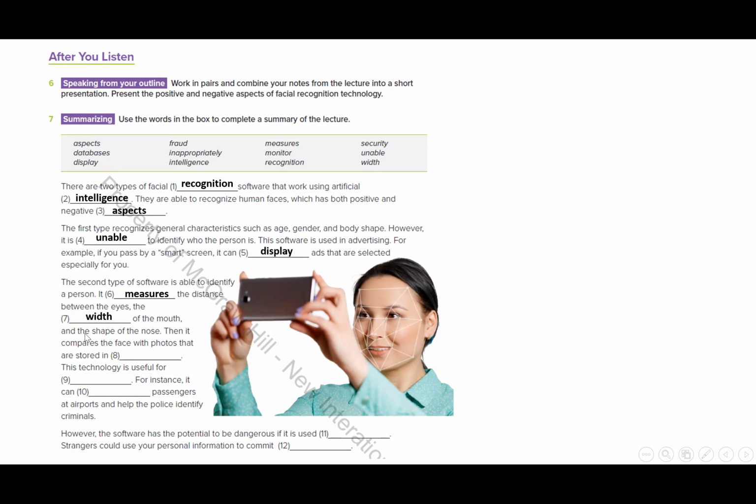The what? The width of the mouth. And the shape of the nose. Then it compares the face with photos that are stored in databases.